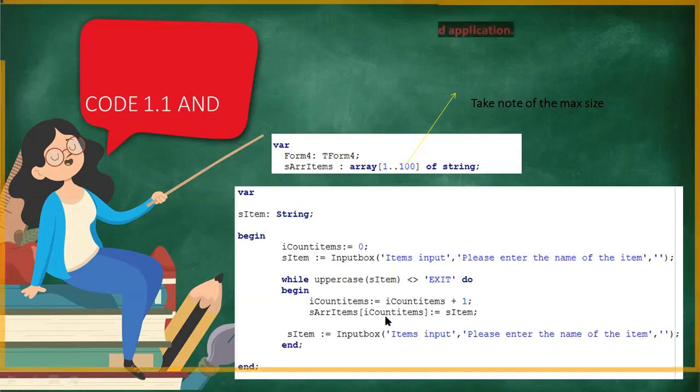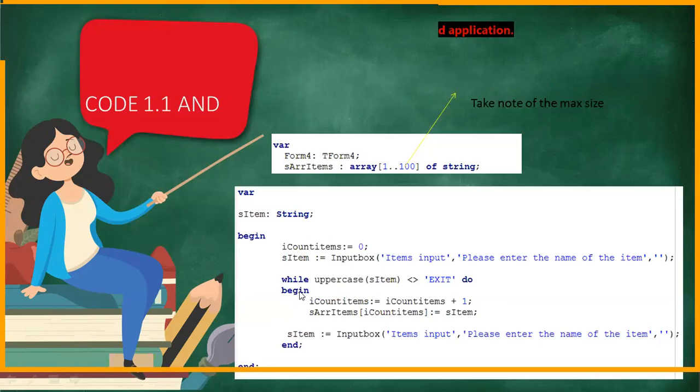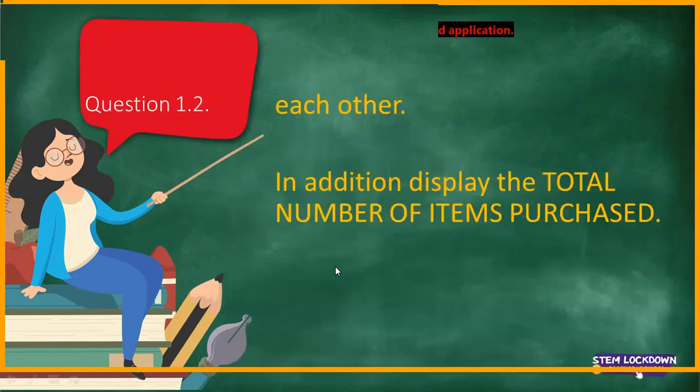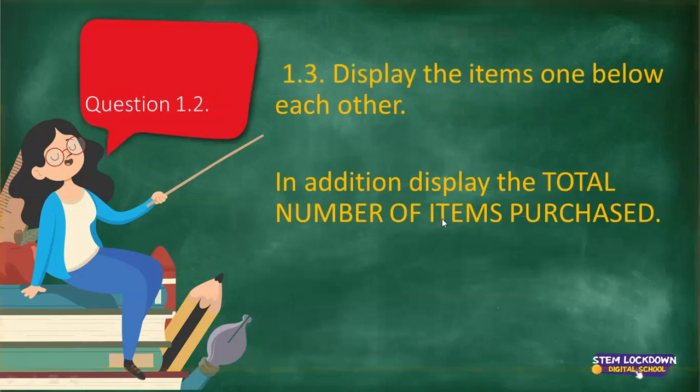Okay, so remember, arrays are used with square brackets, so that's what made these. And remember, now we use different variables, but it's essentially the same code. And don't forget, if you're using a while loop, input needs to be repeated. That's what's going to allow the loop to continue. Okay, let's move ahead. Display the items one below each other. In addition, display the total number of items purchased.